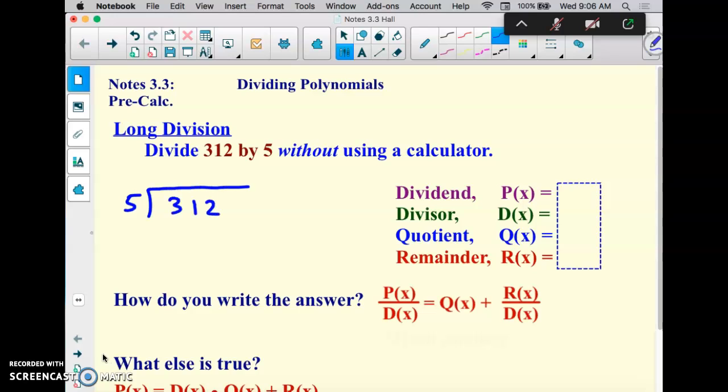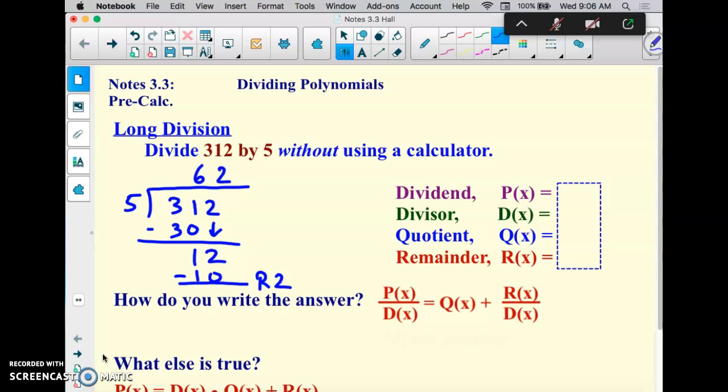You figure out how many times 5 goes into 31. 5 goes into 31 6 times. 6 times 5 gives you 30, and you subtract that. You have 1 left over. Then you bring down the 2. Now you have 12. How many times does 5 go into 12? 2 times. 5 times 2 is 10. I subtract those and end up with 2, and that ends up being my remainder.